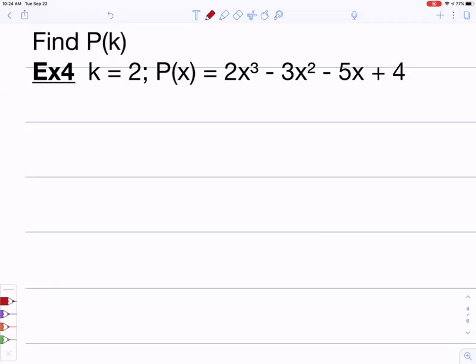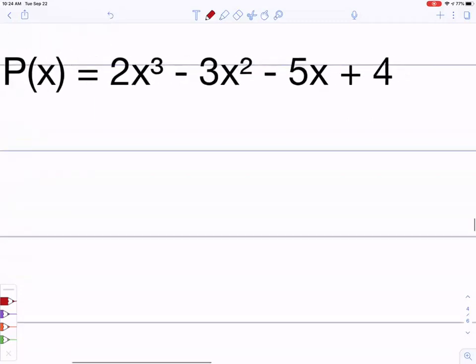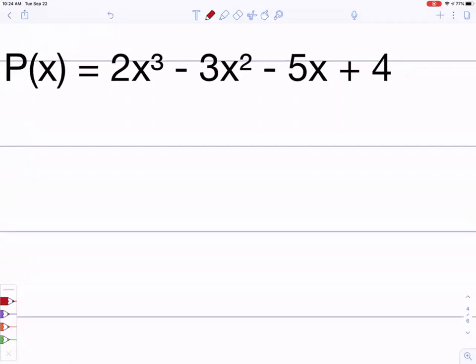So when I'm setting up a synthetic question, what would I set up for my polynomial? What's the first thing I make a list of? All of my coefficients. And what are my coefficients?